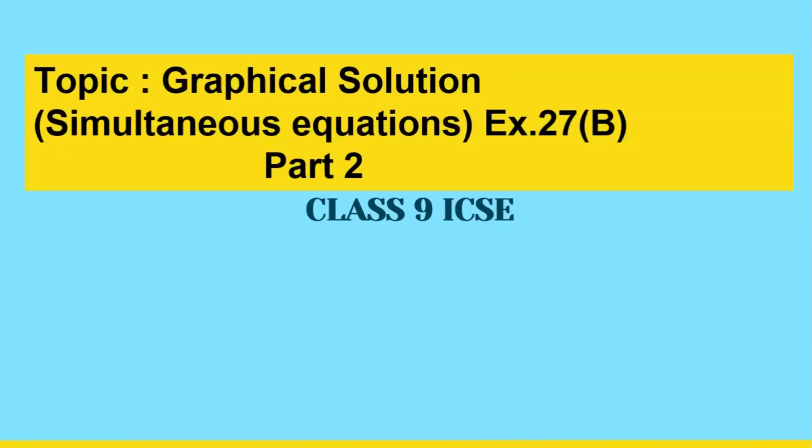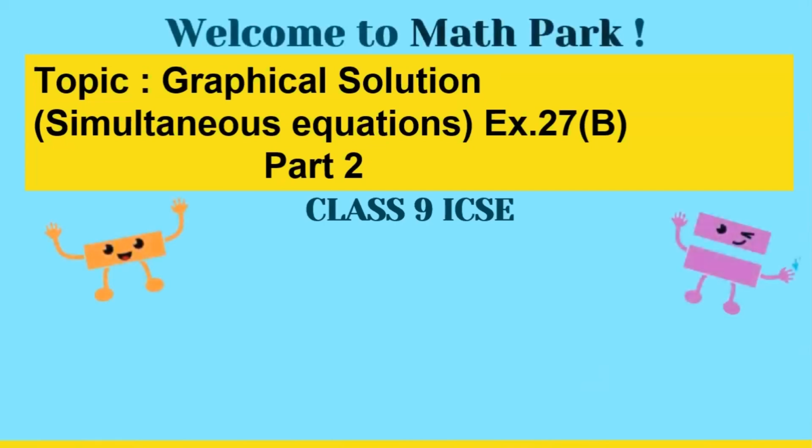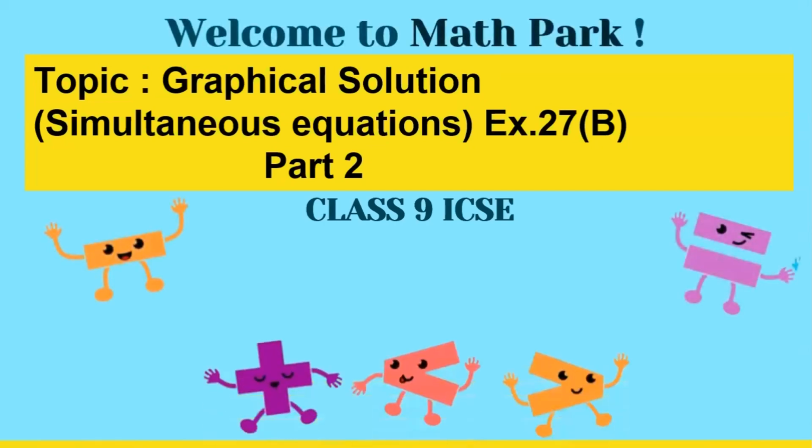We are doing exercise 27B part 2 from the book Concise Selina class 9 ICSE. And we'll be solving question number 4 onwards. In part 1 we have done up to question number 3.